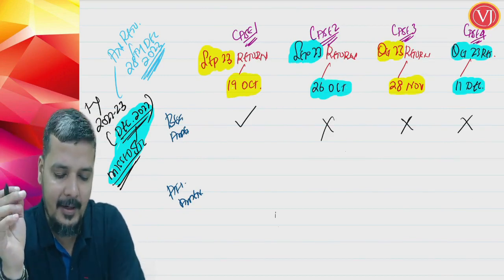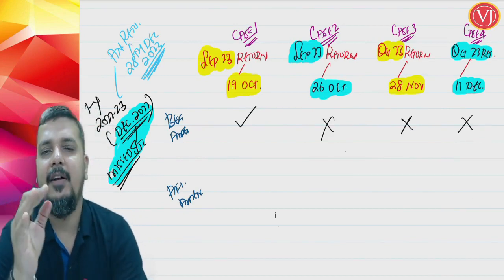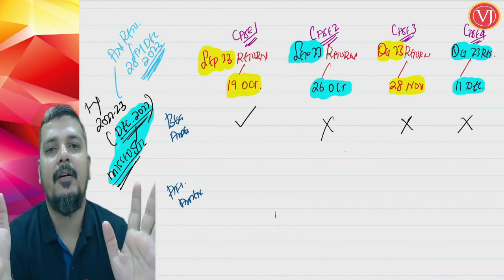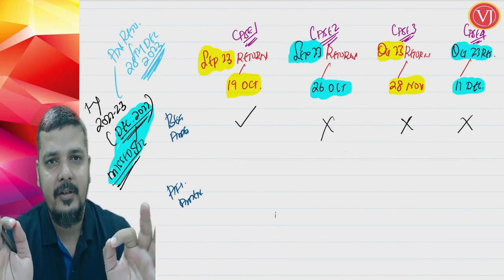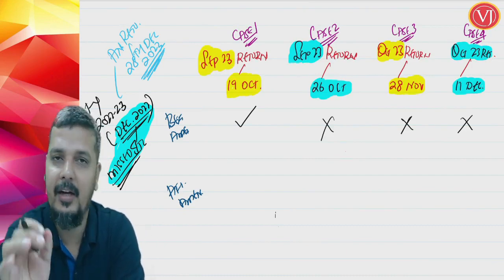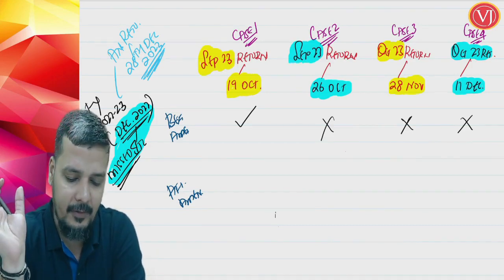But after the amendment, they have not said in which return. They have said that any return filed before 30th of November of the next financial year. Any return, so it need not be specific. They are not telling that it should be only September. Any return which is filed before 30th of November.